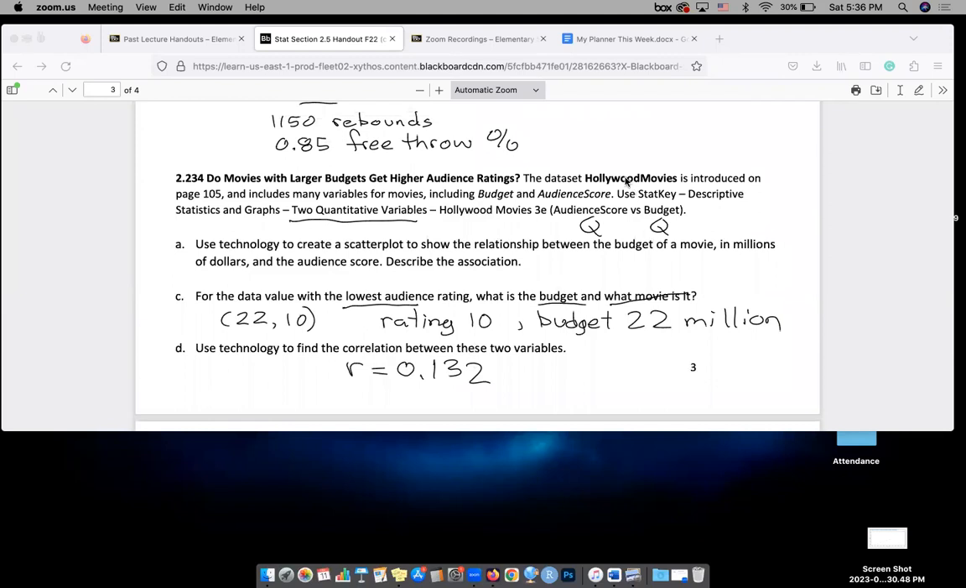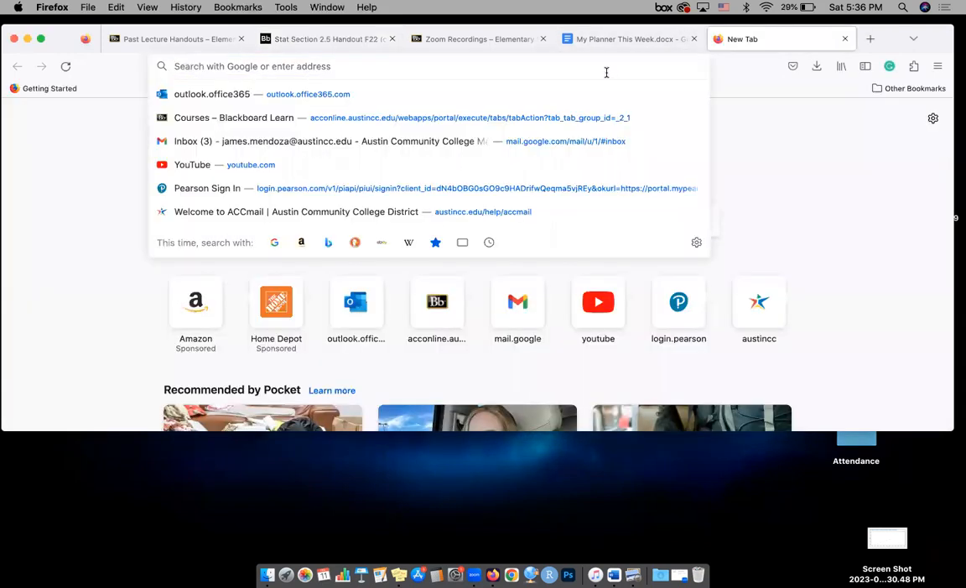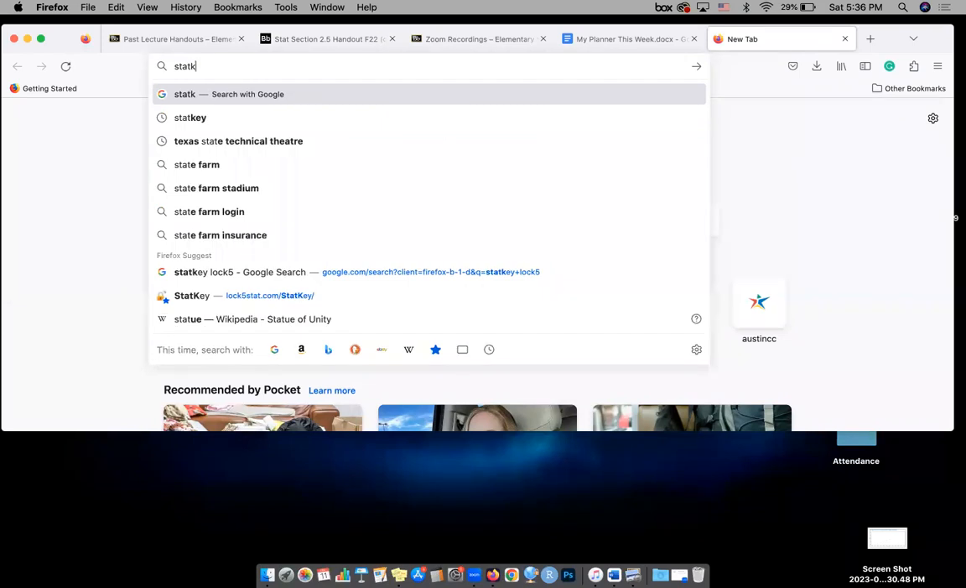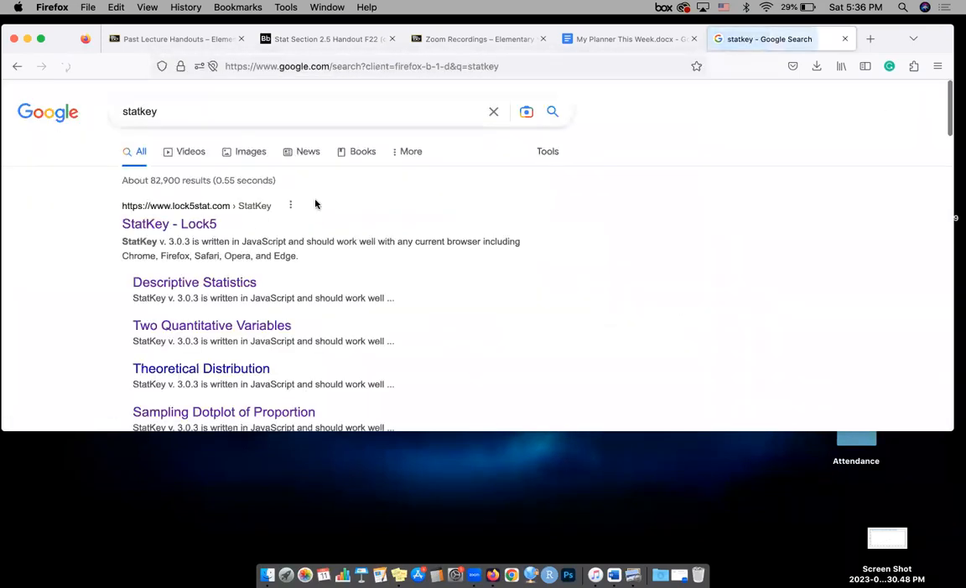We're looking at Hollywood movies, the audience score, which is quantitative, versus the budget that was spent on making these movies. The idea is that if you spend more money, will that correlate with a higher audience score? So what we're going to do is go to StatKey. This is just to illustrate what you'll do for your homework example.